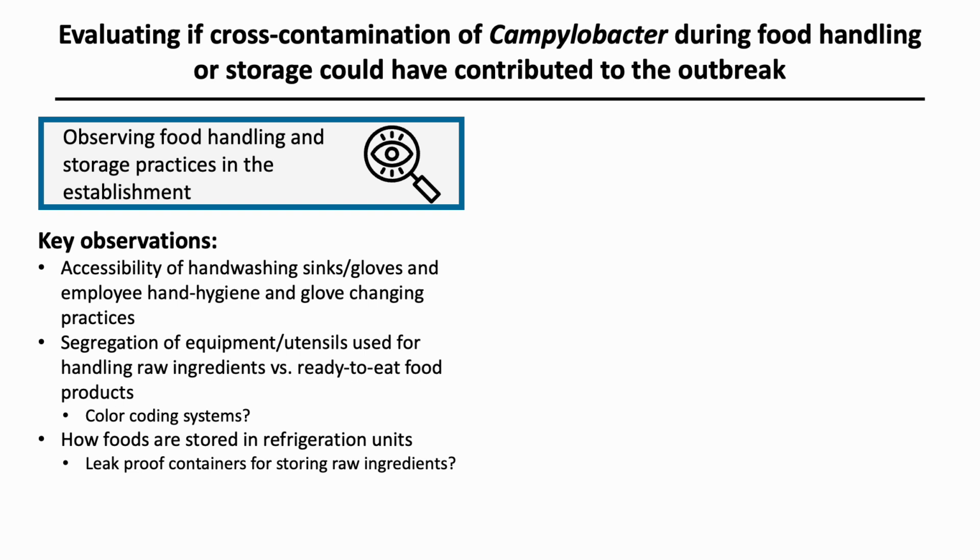This can be done through observing how food is routinely handled in the establishment. During these observations, one key thing to take note of is the accessibility of hand-washing sinks and gloves. For example, are hand-washing sinks properly stocked with soap and paper towels? Are gloves available and easily accessible to food handlers?